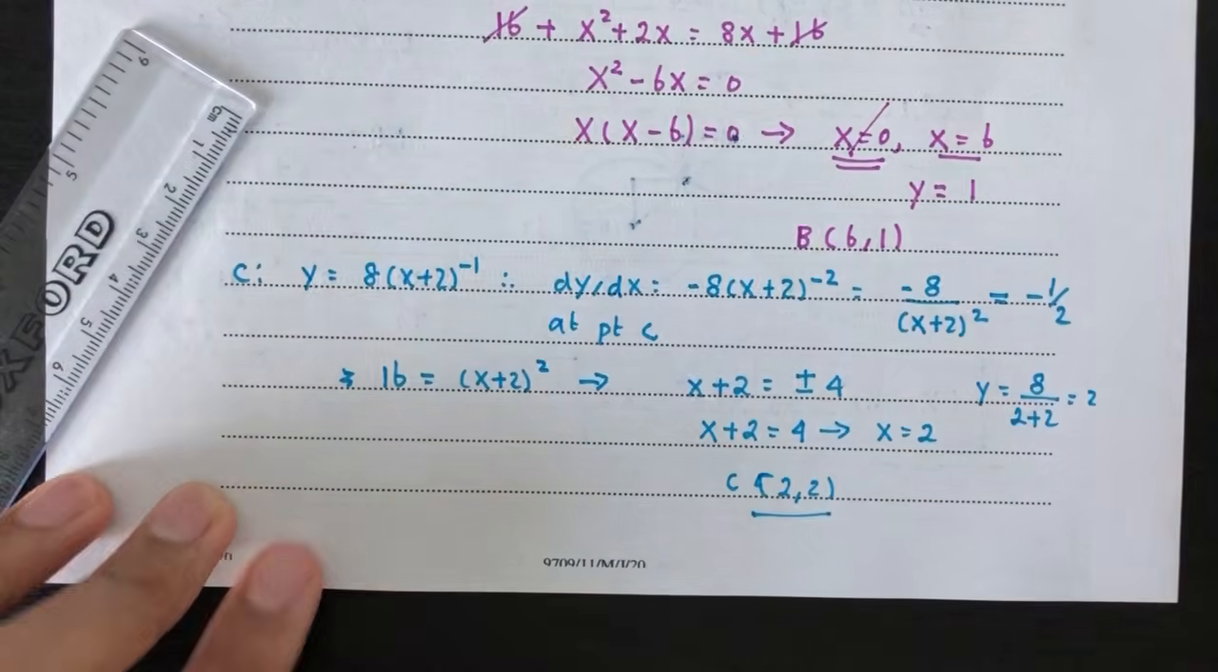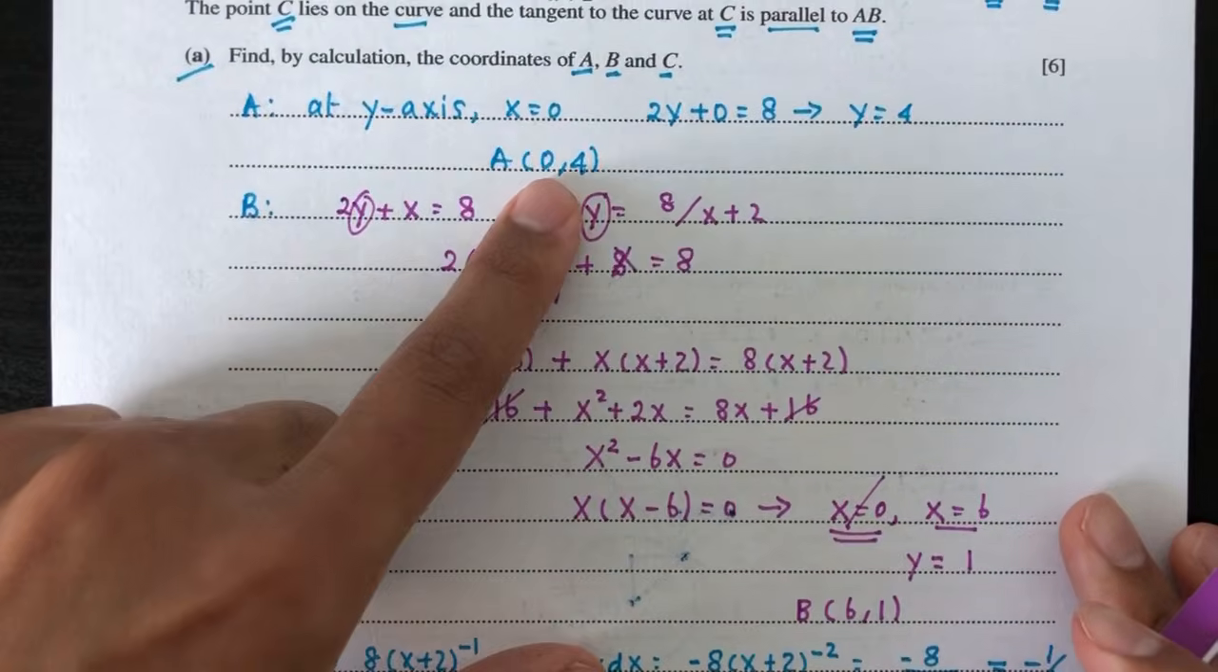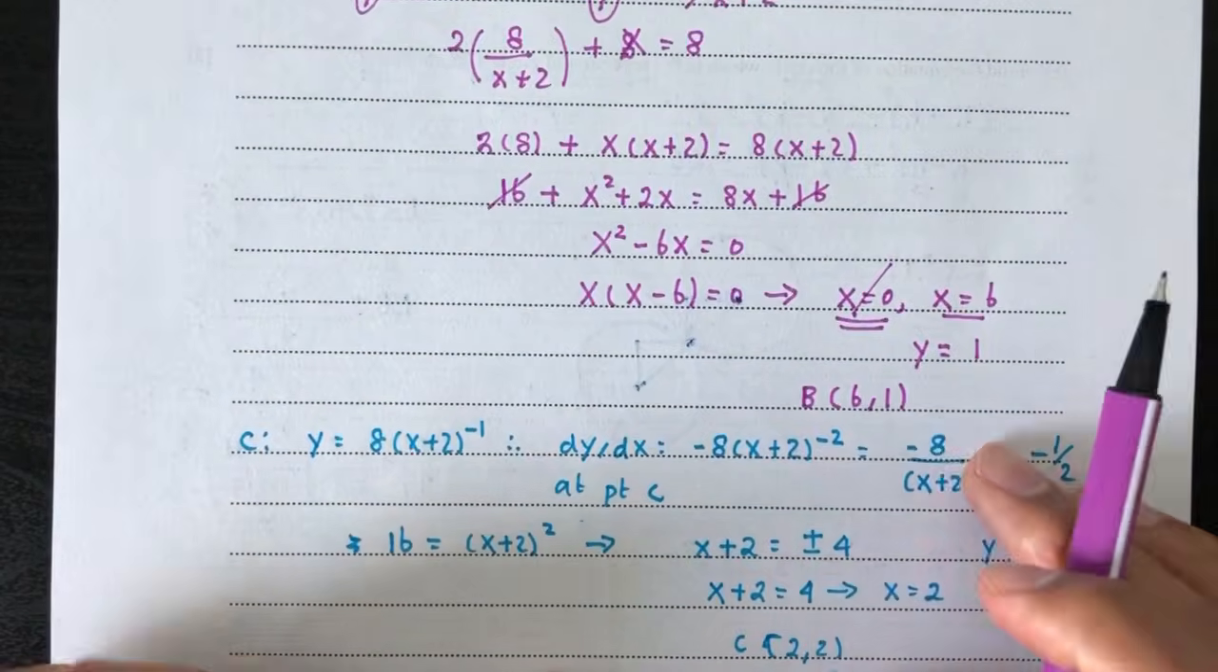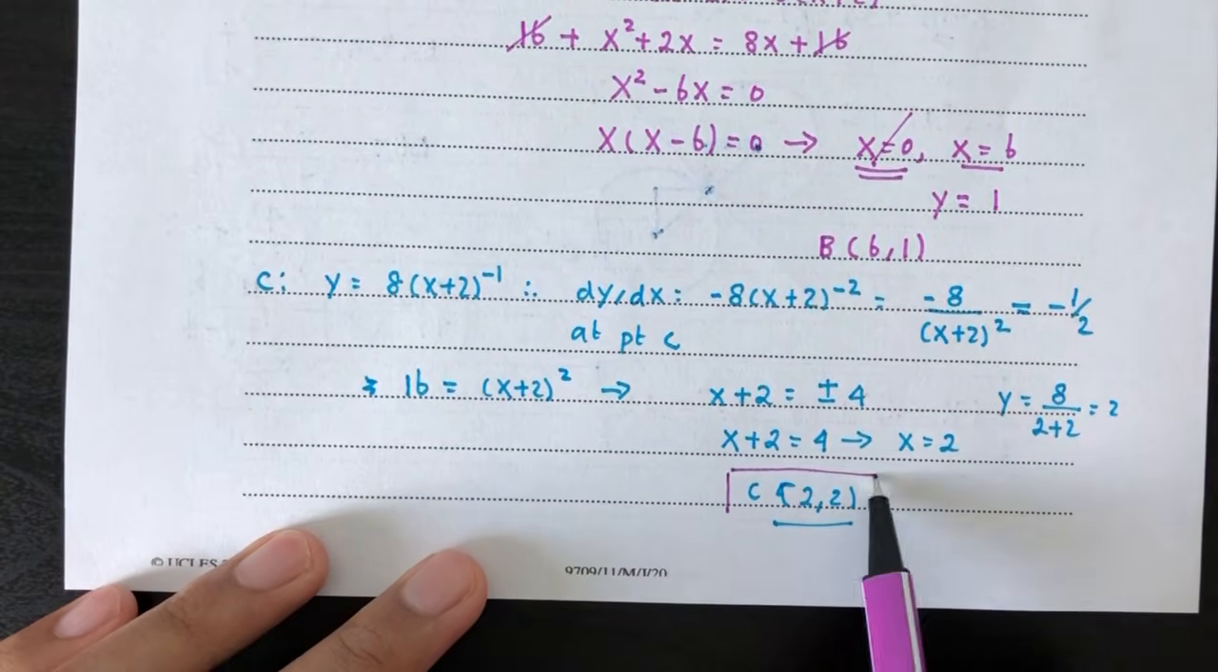So we have found our 3 points. The point A is given by 0, 4. The point B is 6, 1. And the point C will be 2, 2.